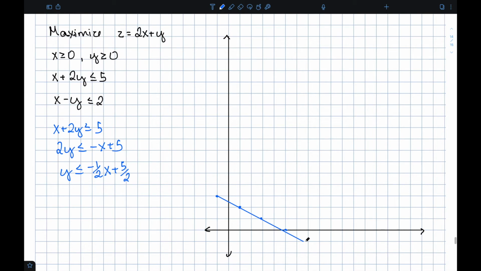This is a less than or equal to, so I will be using a solid line. And since I want y to be less than, I want smaller y values, so I need to shade below it.